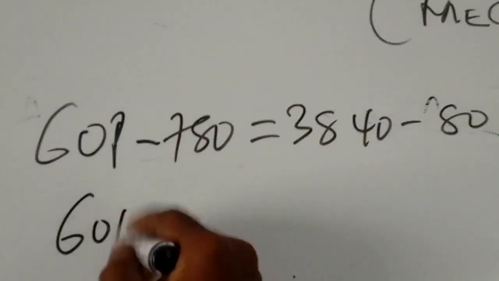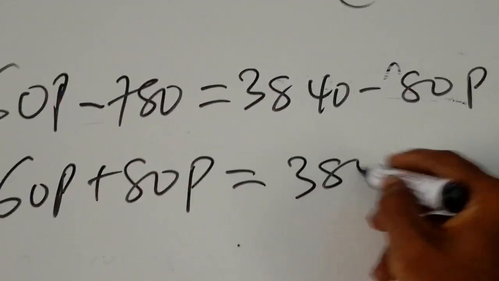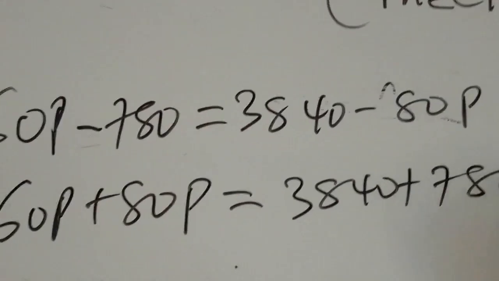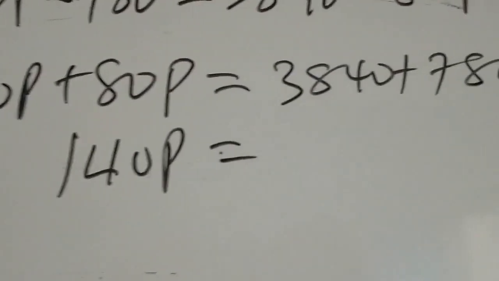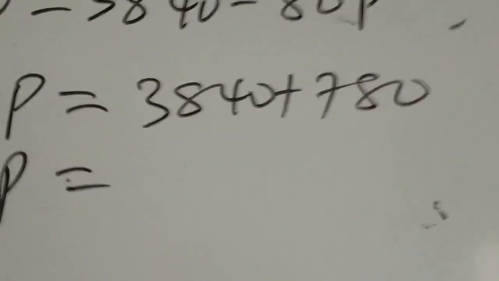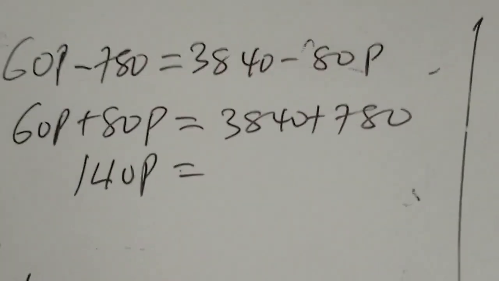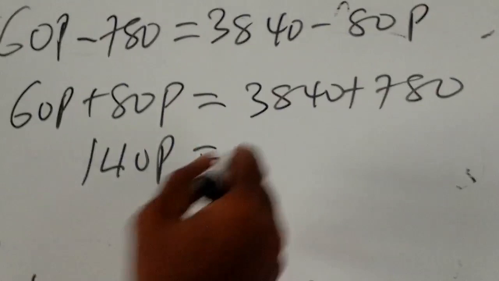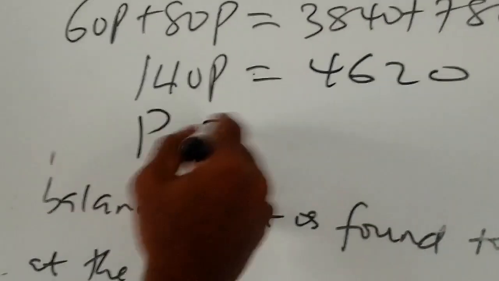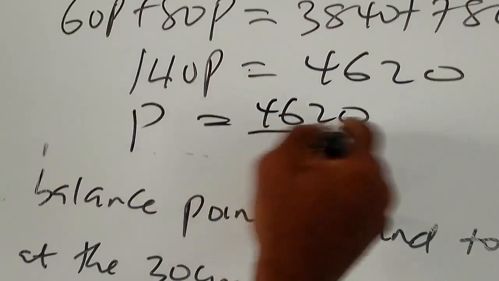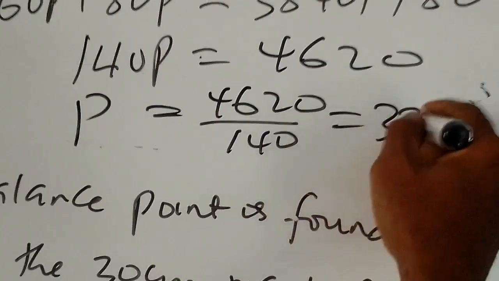We collect like terms. Now 60P plus 80P equal to 3840 plus 780. That's going to give us 140P equal to, let's add the last one, 3840 plus 780 gives us 4620. Making P the subject, P becomes 4620 all over 140. Dividing, we have 33 centimeters.